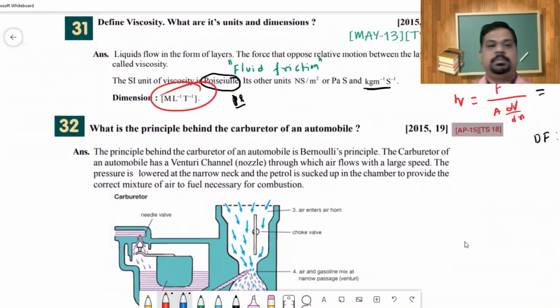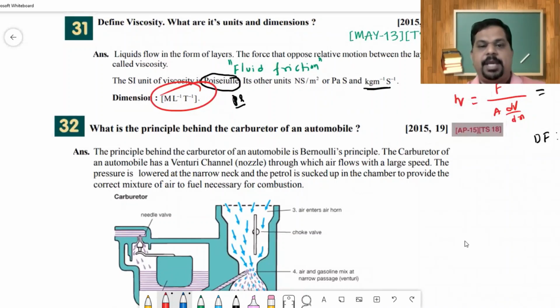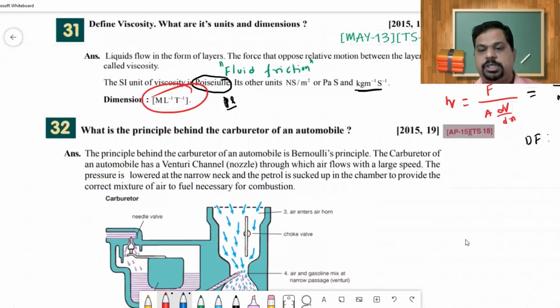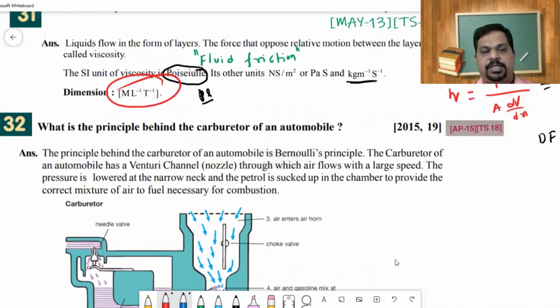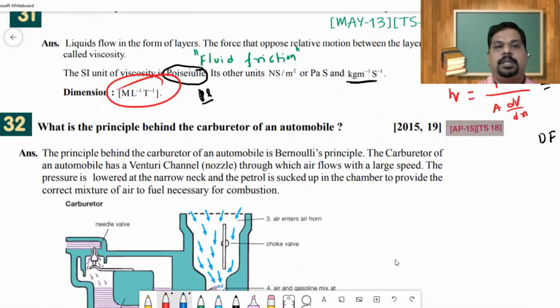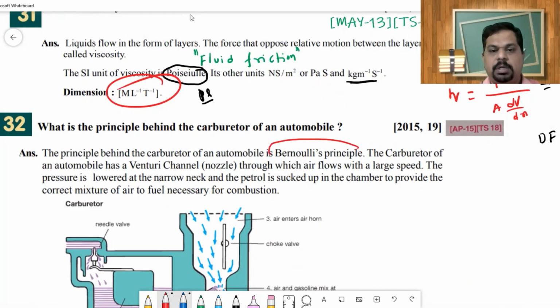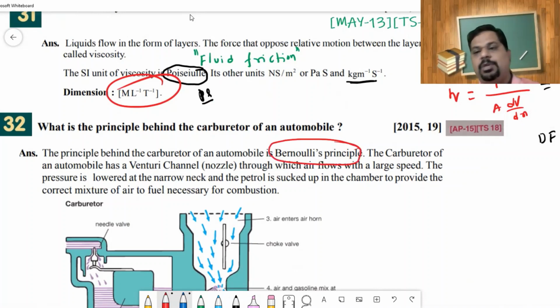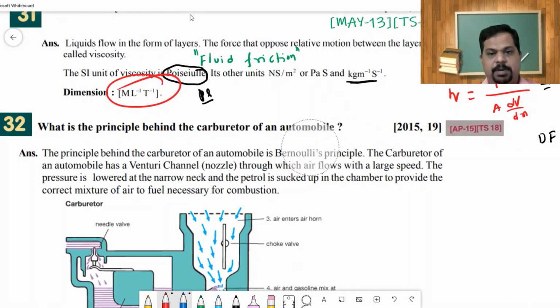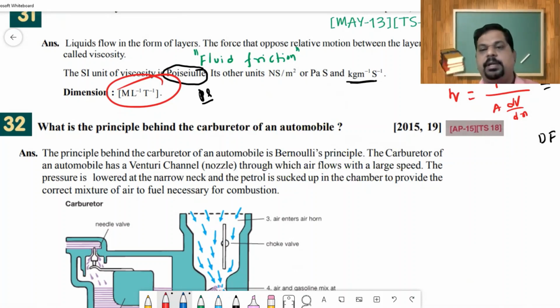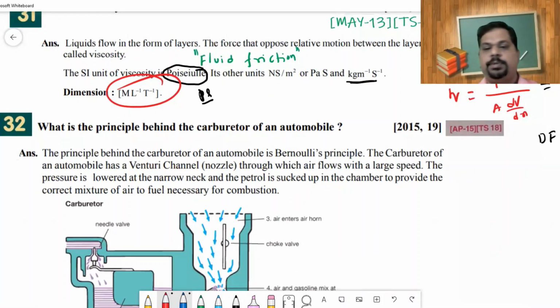What is the principle behind the carburetor of an automobile? This also was asked in the exam repeatedly. First thing we should understand is that the carburetor of an automobile works on Bernoulli's principle. Before I explain the function of a carburetor, we should understand one important point: what exactly we understood from Bernoulli's theorem.